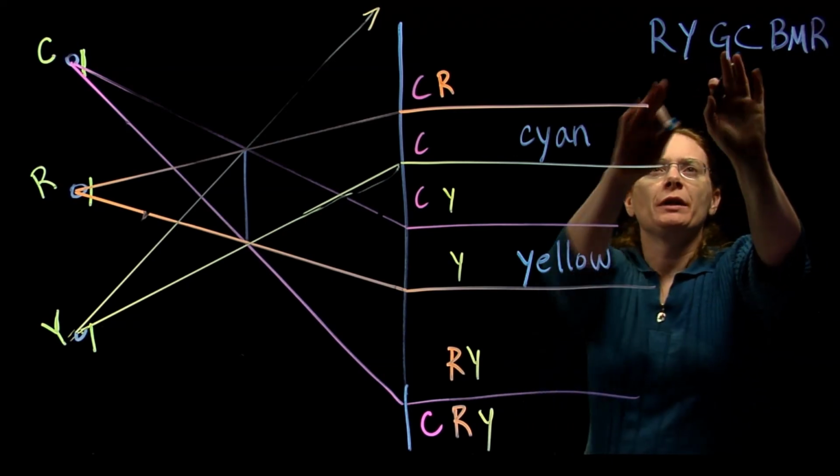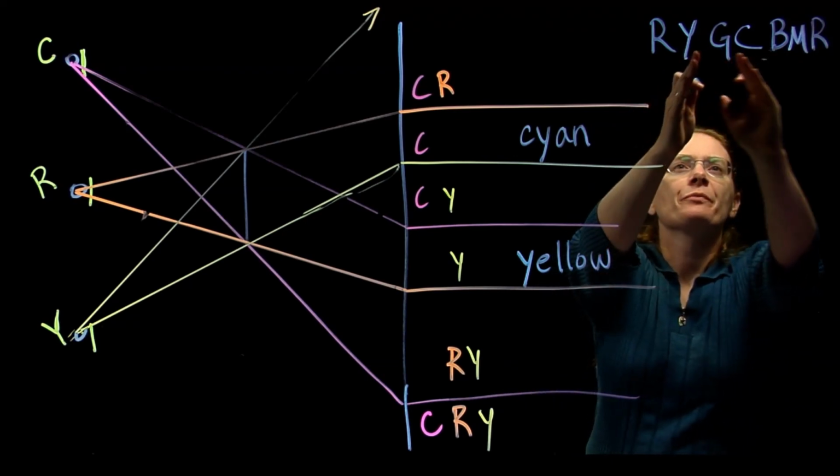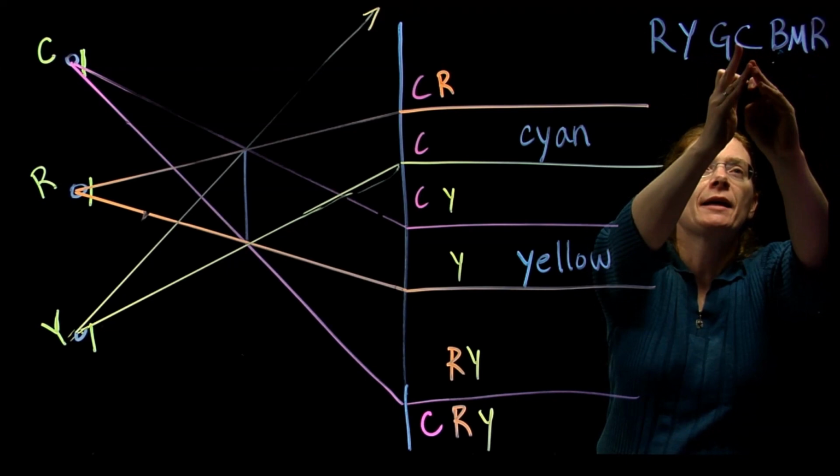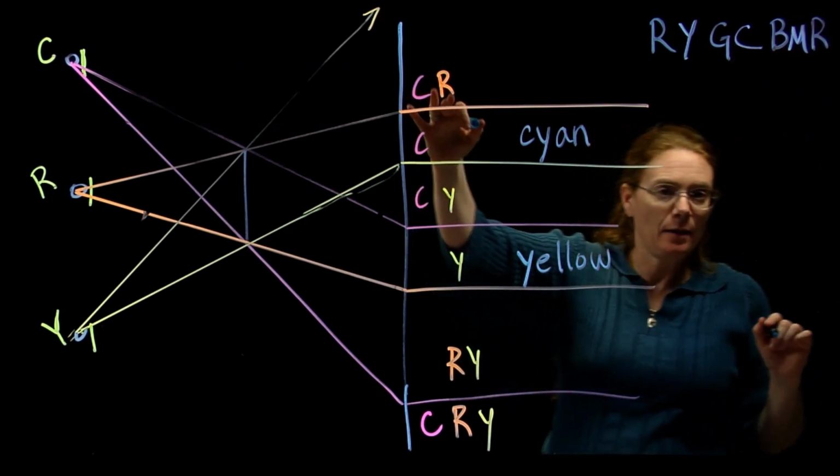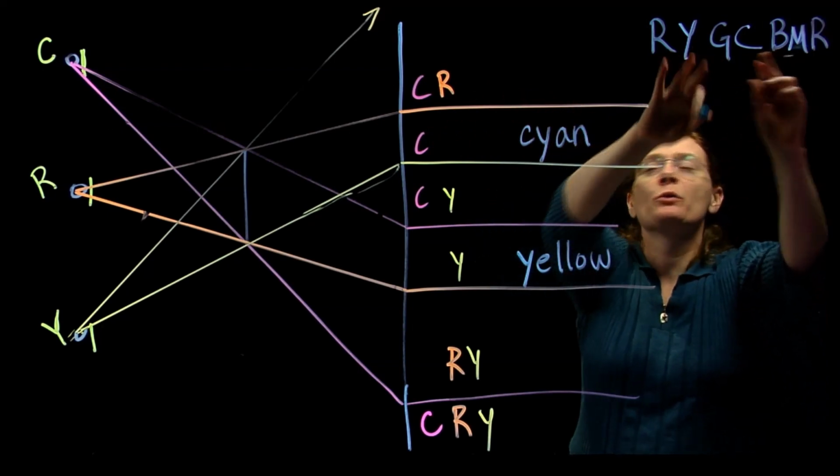And red plus green makes yellow. Green plus blue makes cyan. Blue plus red makes magenta. So what is cyan made of? Cyan is made of green and blue.